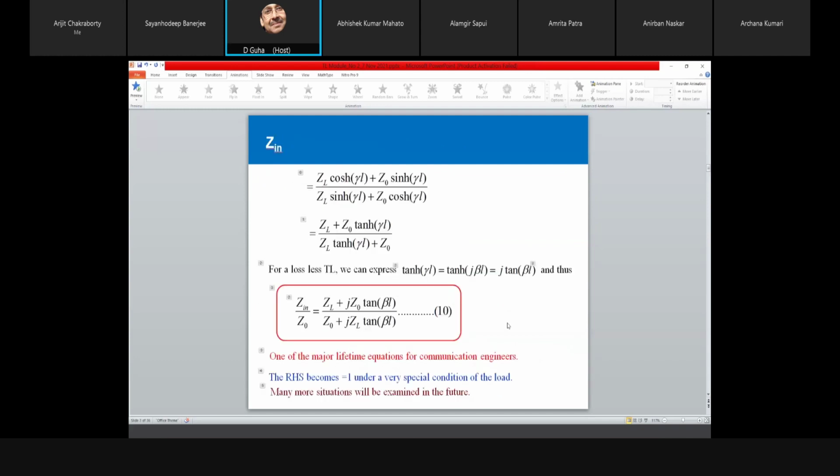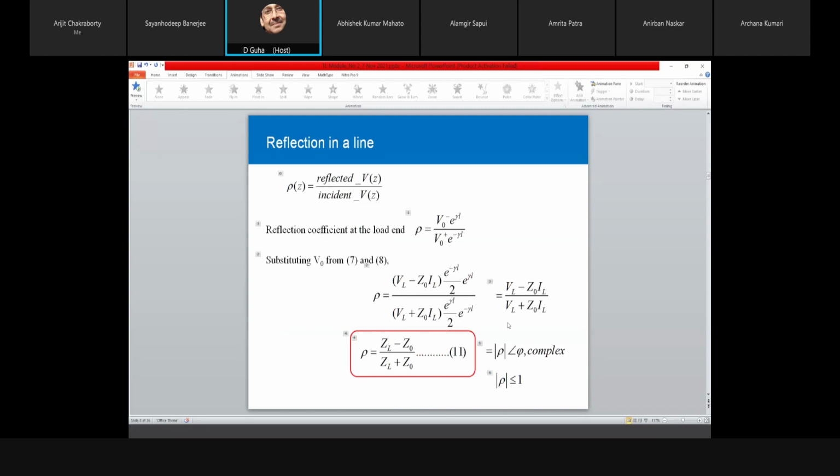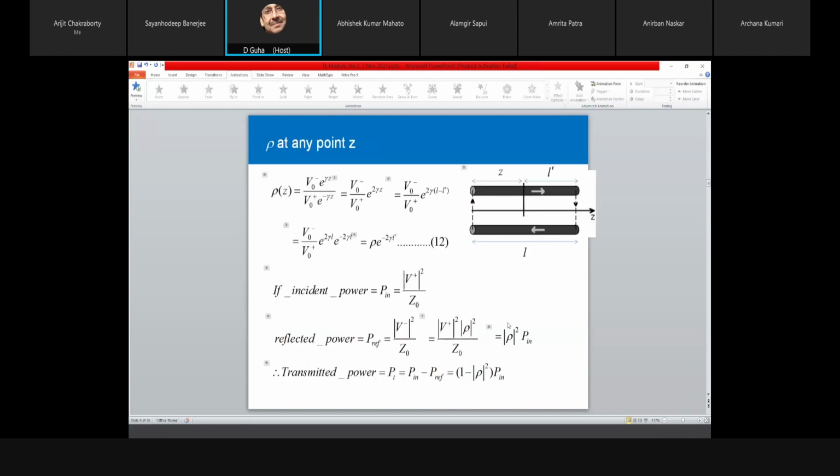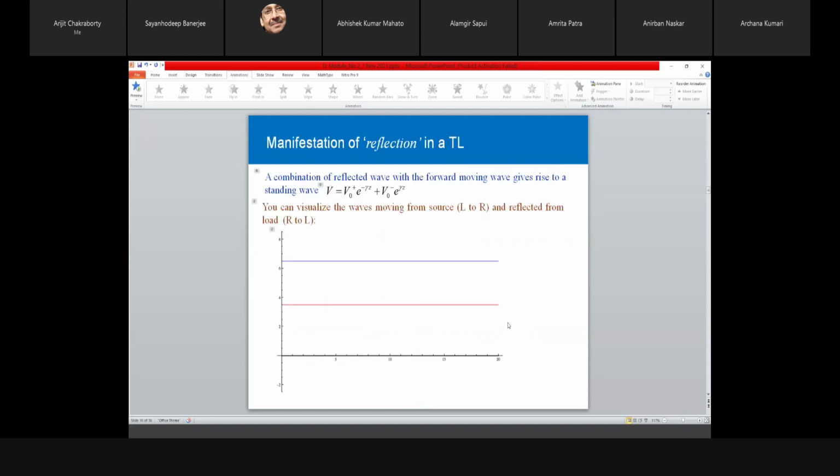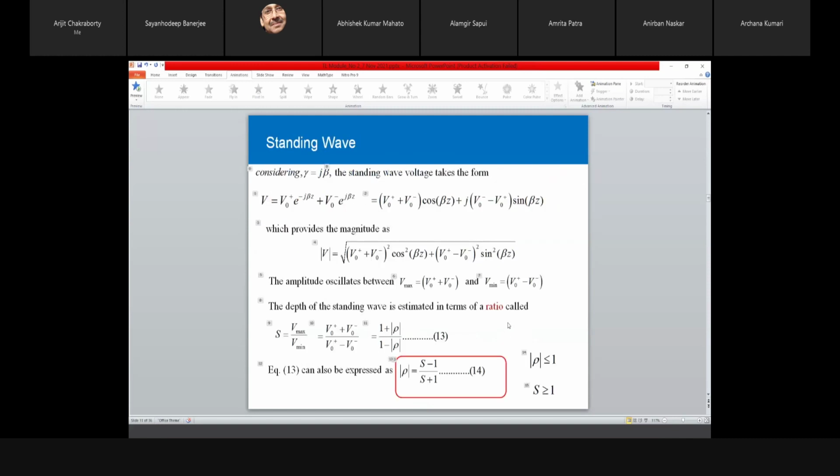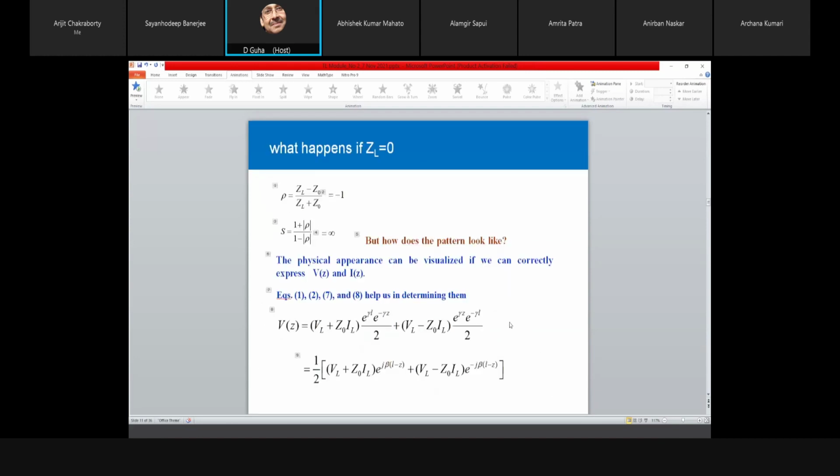Anyway, it will come some other place. Reflection coefficient, that is V naught minus by V naught plus. It is somewhere in between. So 14 has been covered.